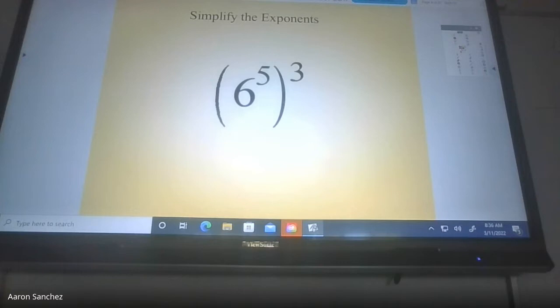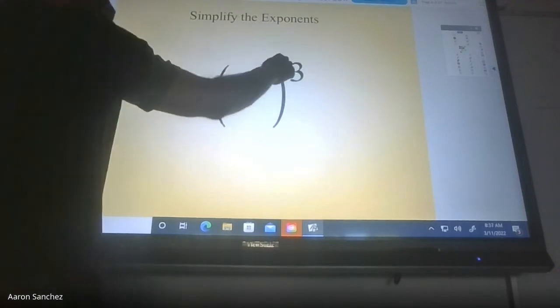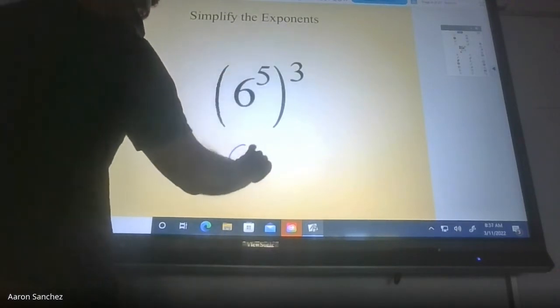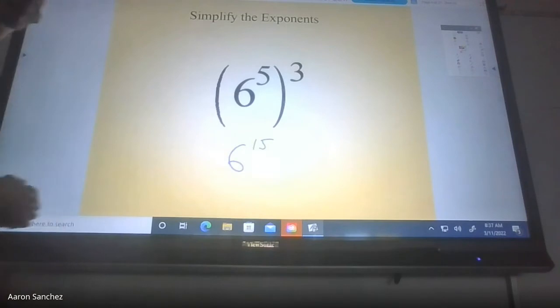Okay, simplify the exponents. Okay, so we're not going to write the big number. I don't know if they have the big number out. But first, let's just write it, 6 to the what power will that be? Yeah. You multiply them, right? If it's raised to this, you multiply 5 times 3, so it's 6 to the 15th power, right? No problem?